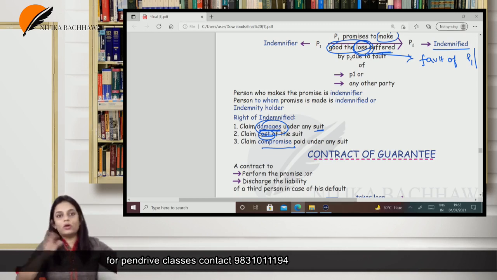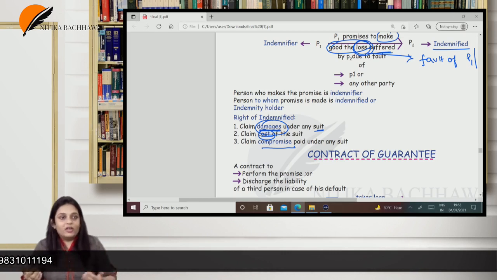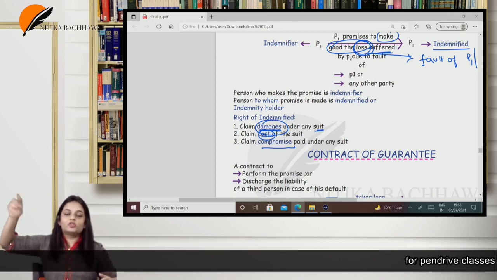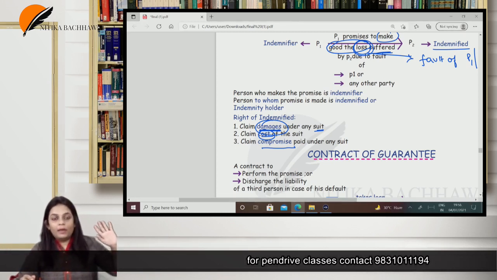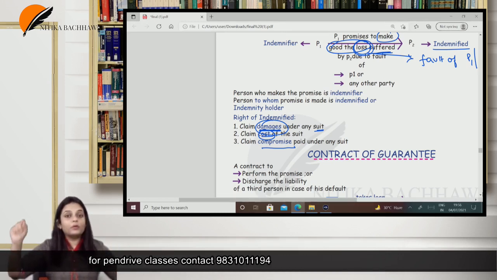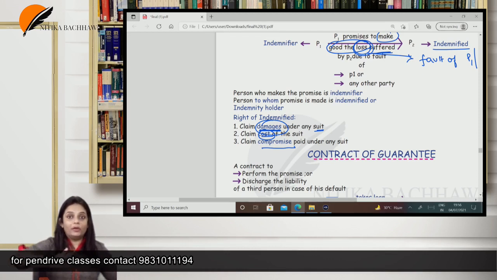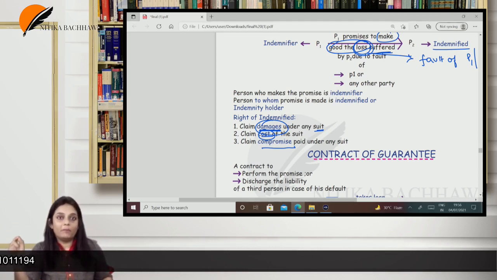Let's not go to the court. The only thing that I'll get is tareekh pe tareekh, dates and dates, I would not get any verdict for years. So rather, let us make a settlement outside the court. So when they make a settlement outside the court, whatever compromise was paid by P2 to this third party, he can recover that also from P1.